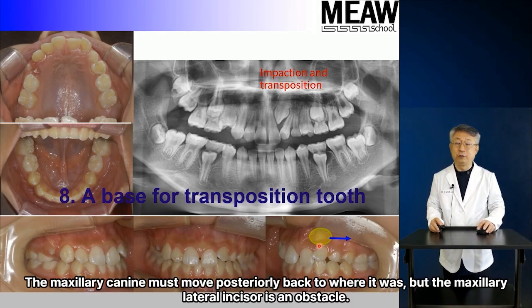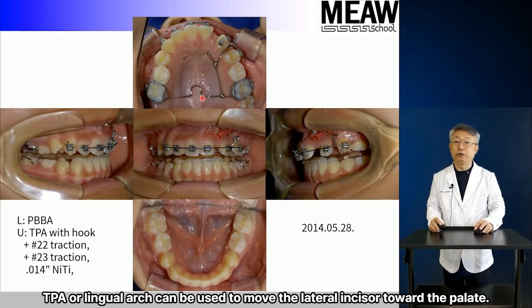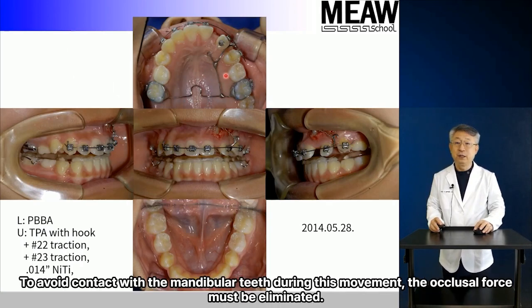The maxillary canine must move posteriorly back to where it was, but the maxillary lateral incisor is an obstacle. The lateral incisor should be moved palatally. TPA or lingual arch can be used to move the lateral incisor toward the palate. To avoid contact with the mandibular teeth during this movement, the occlusal force must be eliminated.